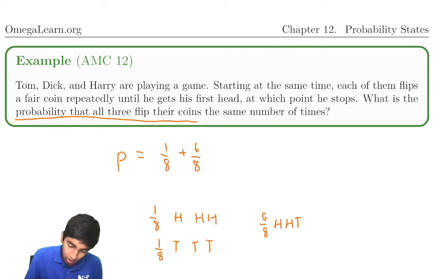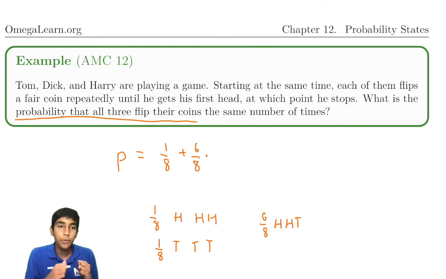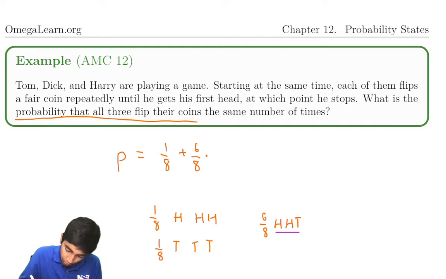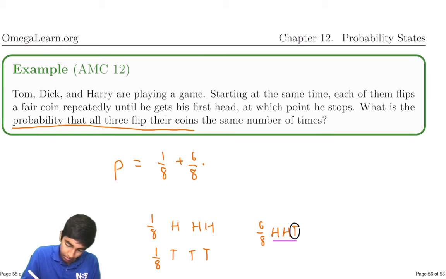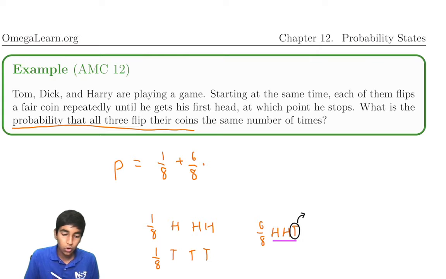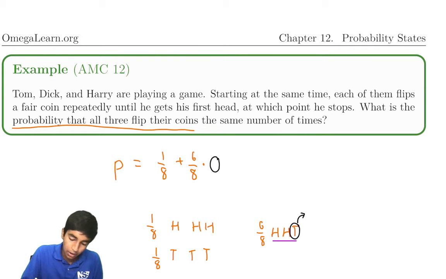But in this case, the problem says that they all three flip their coins the same number of times when they get their heads. But in this case, clearly, whoever rolled the tail will have to roll it extra times. Same thing when there's mixed. So this is not possible. It's never possible after this happens. So 0.